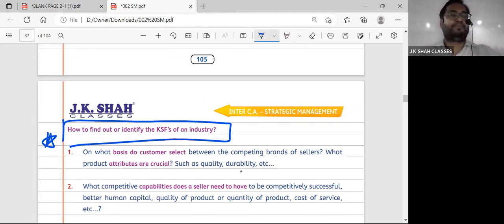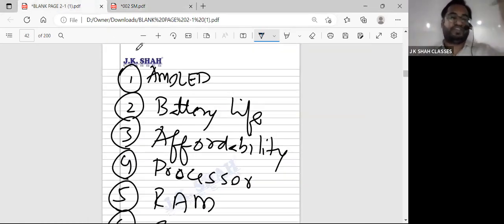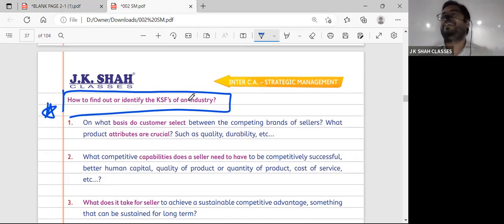Now that example will help me here also. That's why I wrote it. Thank God I wrote it. How to find out an industry's KSF. Now you might be interested in knowing how to find out the KSF of an industry. Think like a customer. What do customers want? We thought like a customer, right? When we wrote this down, we thought as a customer what all points we should cover. Look at the first point.